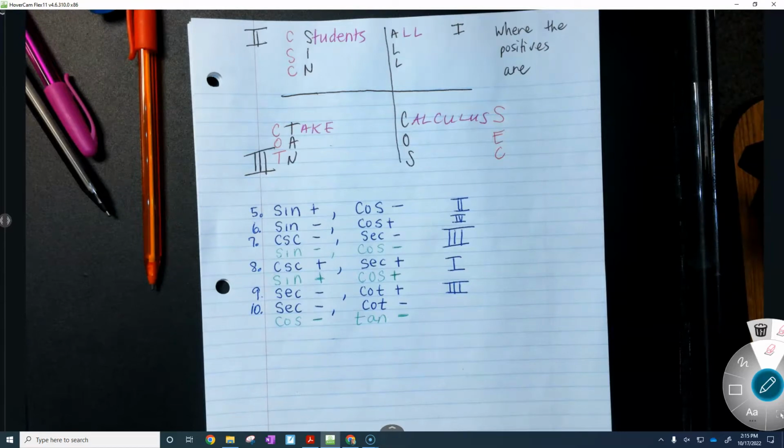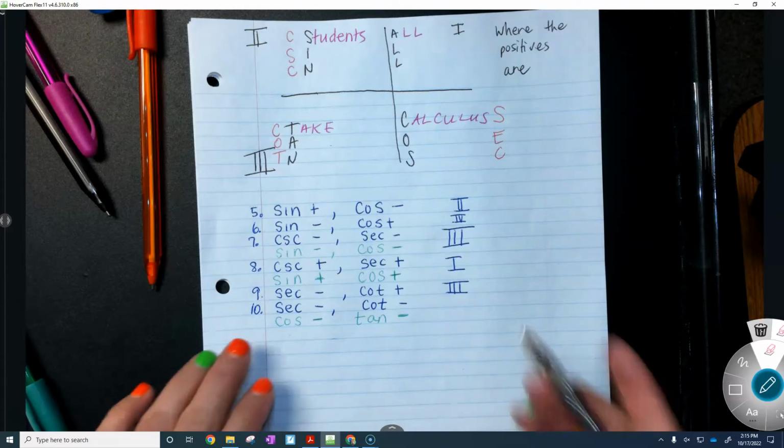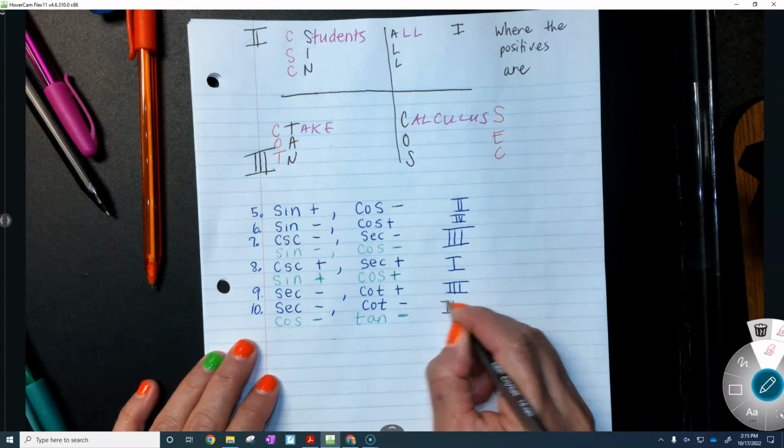Remember, if they're both negative, then the third one has to be positive. The third one that's not mentioned here has to be positive. What quadrant is it? It's quadrant 2. That is correct. Quadrant 2.